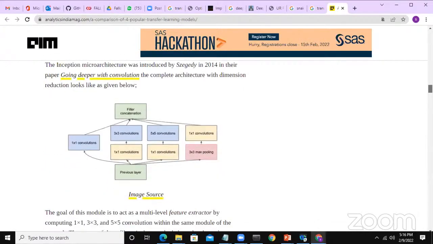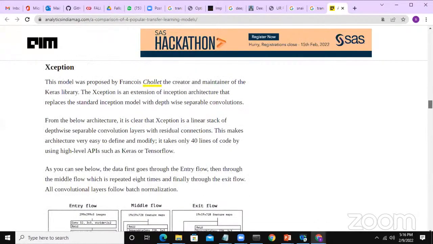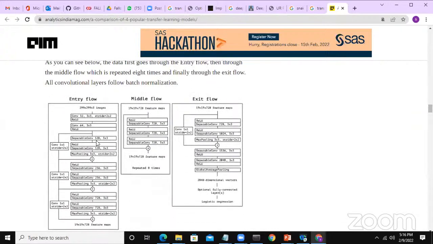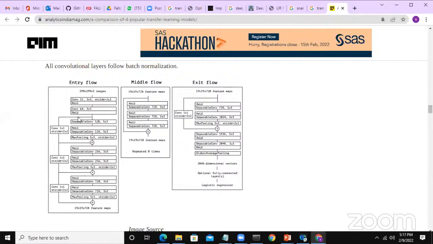That is Inception. The next one is called the Xception architecture. This Xception architecture is the architecture that was proposed by the owner of Keras, who actually maintains the Keras framework, called Francois Chollet. So he is the person who has proposed this architecture. What is this Xception architecture? It says I can give you a stack of code like this, and this stack can have three types of flows: one called entry, the next called middle, and the third called exit.